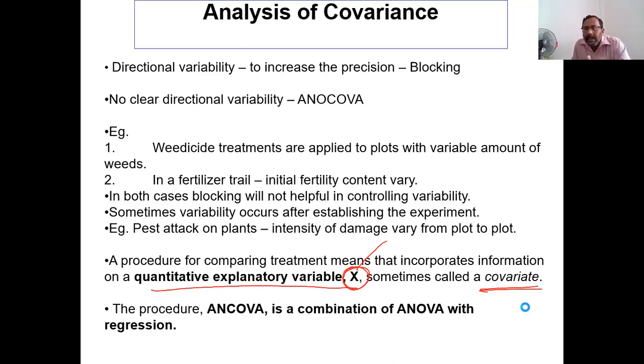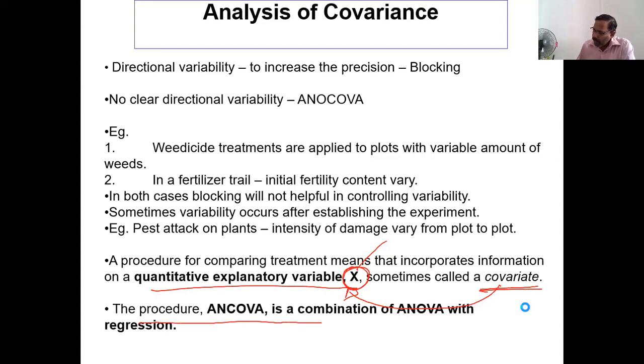In the second example, the amount of nitrogen, the initial level of nitrogen in the soil, is also called a covariate. In the third example, the number of pest attacks in the field is called the covariate. So hereafter, if I refer to covariate, you should know what it is. My explanation is mostly on animal science experiments, so everybody will understand later on.